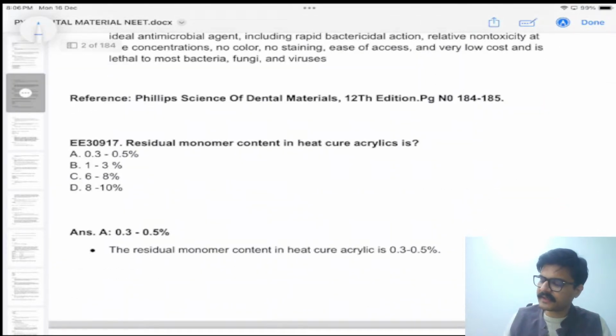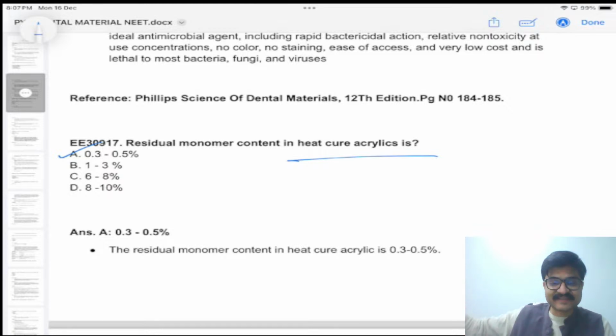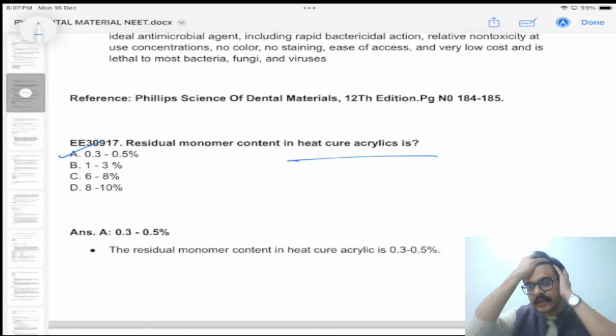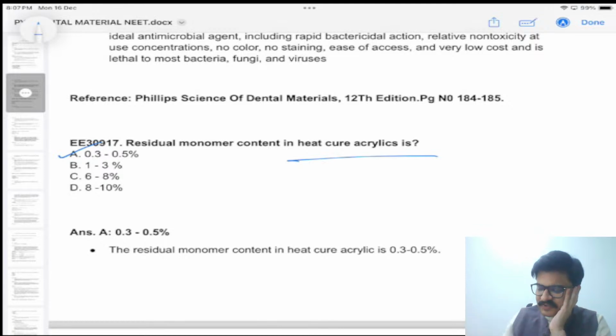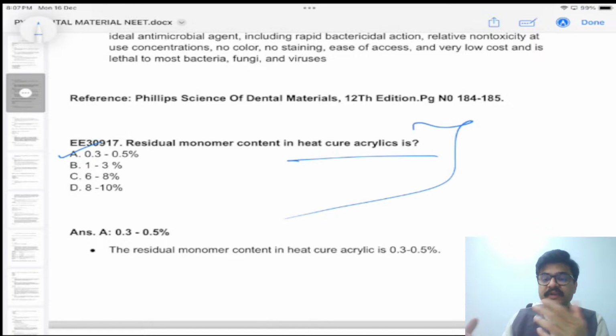Residual monomer content in heat cure, the answer is 0.3 to 0.5. Also remember, for cold cure, it will always be greater. Why? Because the extent of polymerization in cold cure is not as good as heat cure, right? So what is the related application based question that comes related to this? This is obviously memory based, but the application based question is curing shrinkage or polymerization shrinkage in cold cure versus heat cure is very interesting. Less for cold cure.